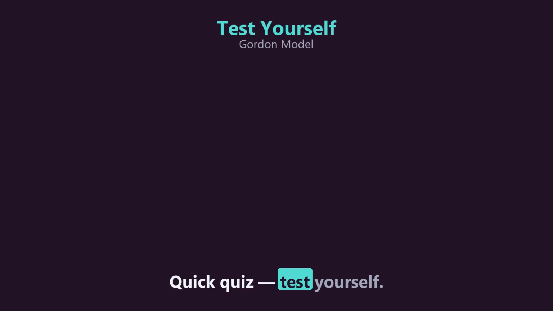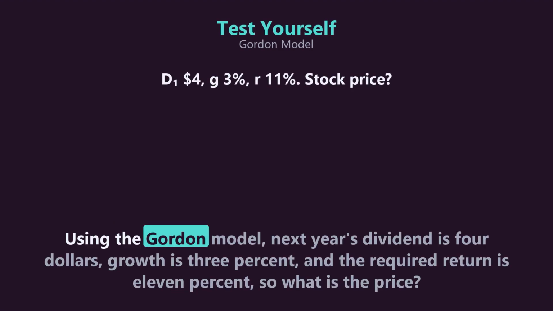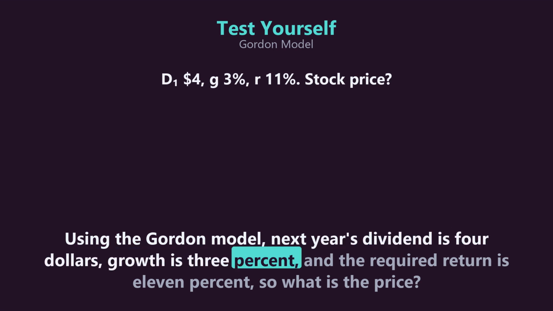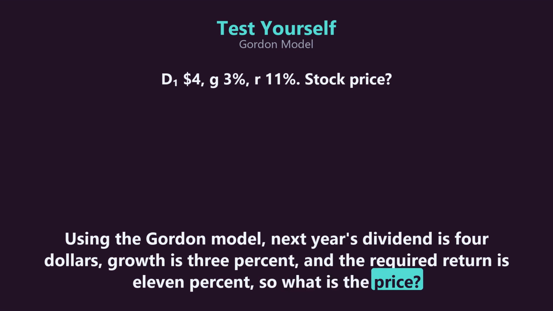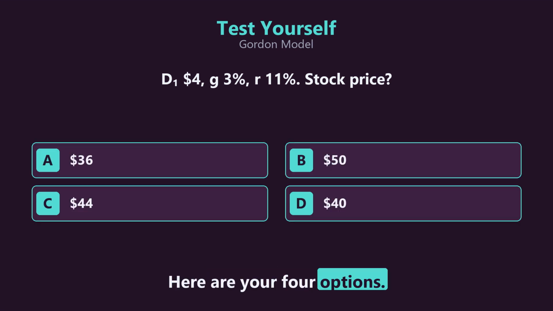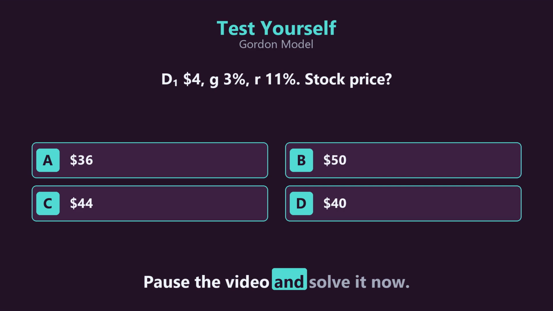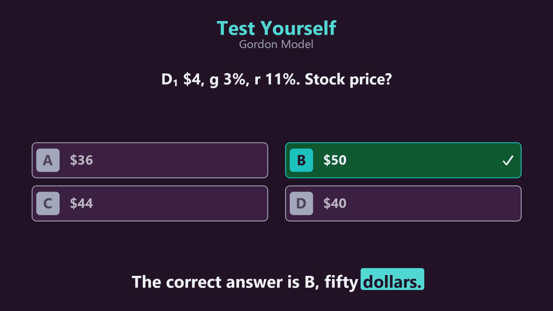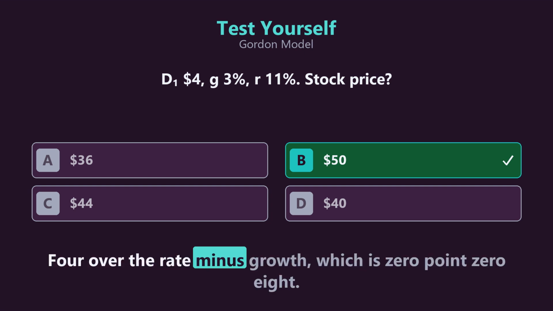Quick quiz, test yourself. Using the Gordon model, next year's dividend is $4, growth is 3%, and the required return is 11%, so what is the price? Here are your 4 options. Pause the video and solve it now. The correct answer is B, $50. It's the dividend over the rate minus growth, which is 0.08.